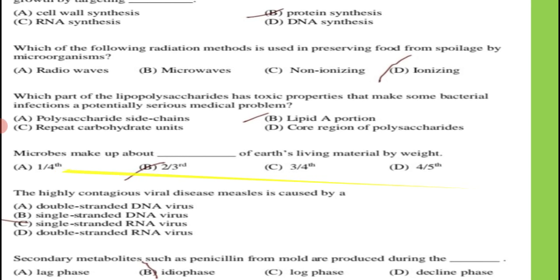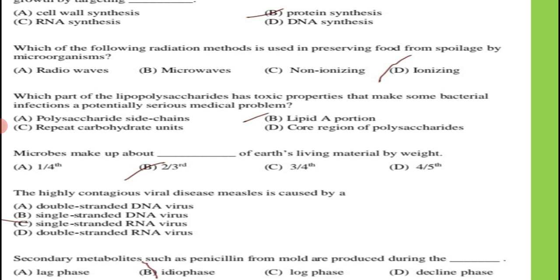Which of the following radiation methods is used in preserving food from spoilage by microorganisms? The beta rays are used for food preservation. So these are ionizing rays. So option D is the answer to this question.